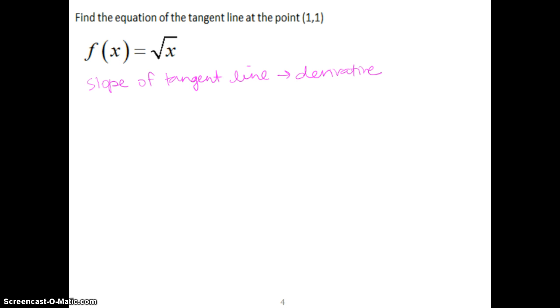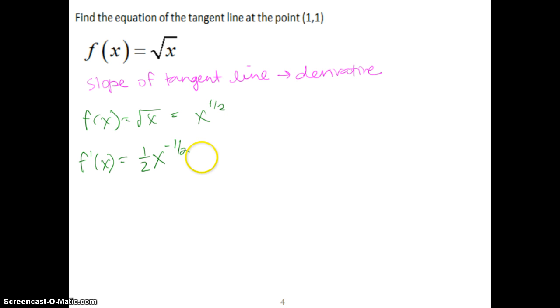So let's find the derivative of f of x. First let's rewrite the square root of x. That's another way to write that, remember, as x to the 1/2 power. And I find that a little bit easier to use the power rule with. So now let's write the derivative. F prime of x is going to be 1/2 x to the, if you think about it, 1/2 minus 1 is going to be negative 1/2. So now let's figure out how to simplify 1/2 x to the negative 1/2.